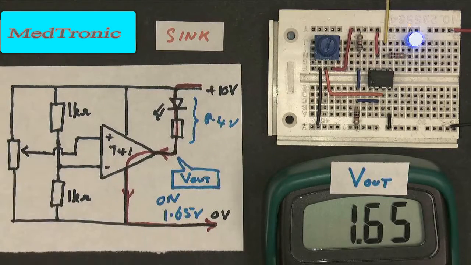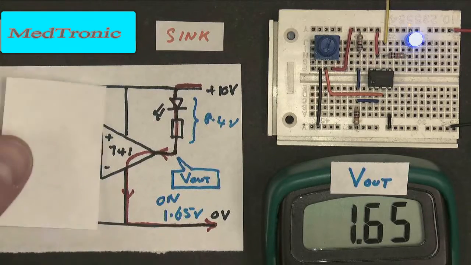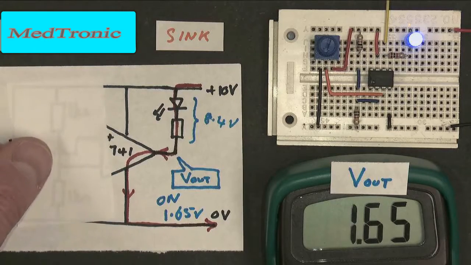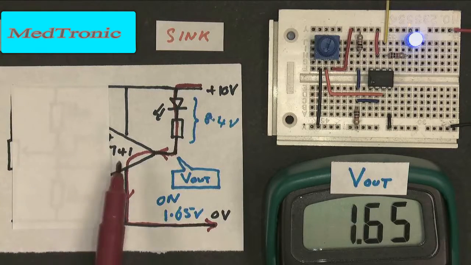And once again, it doesn't really matter what the electronics is at this side of the board. That's just an example. This could be a logic gate, it could be a counter, it could be a 555 chip, it could be anything at all. So that's what it means to have a current sink.